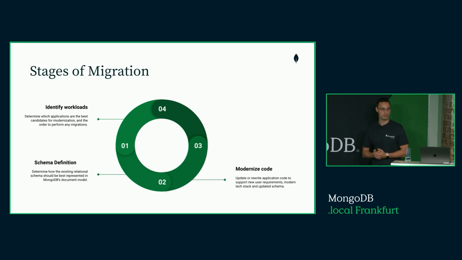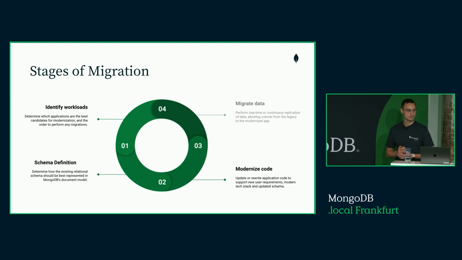The third stage would be, of course, the most favorite stage of developers: modernizing the code. Modernizing the code means you have to change something in your code, right? If you want to switch your database from a relational model to MongoDB. There are different ways to do it, and it is very use case specific and very customer specific what you have to change in your code, because every application is a bit different. We will talk, of course, a bit more about this also in a couple of minutes.